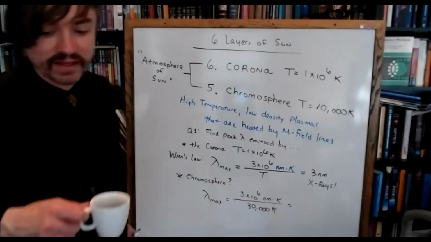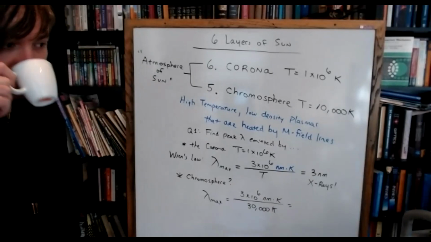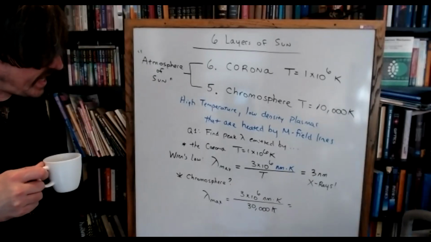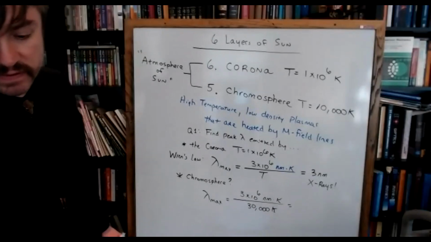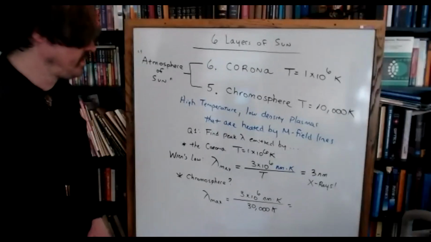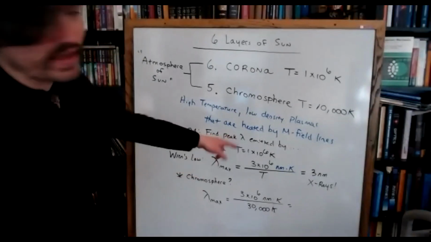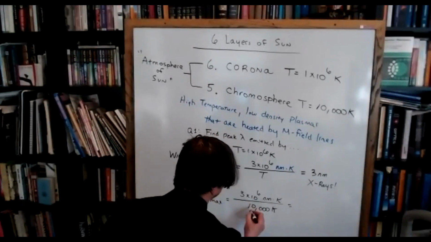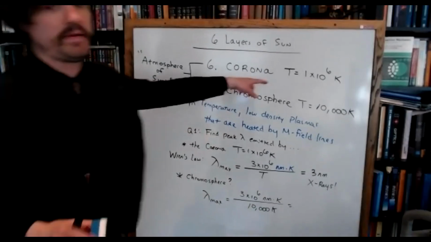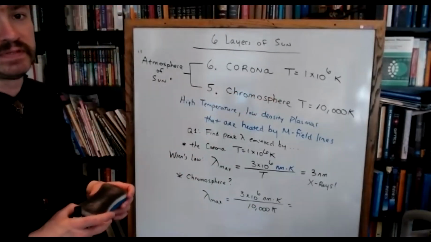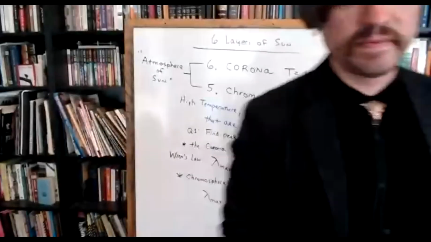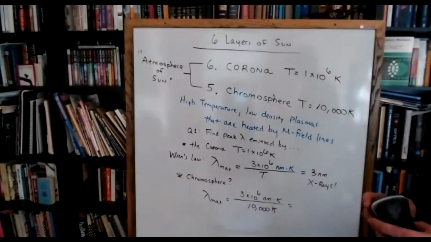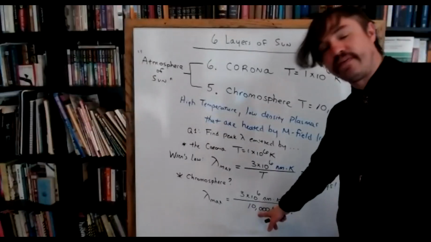You're just 10 nanometers. What's that? 10 nanometers. Not 10, right? You're close, Riker, but you're not there. Oh, by the way, I plugged in 30,000, which is a reasonable temperature of the chromosphere, but let's do 10,000 just for the hell of it. That's what I set up here. That's why I was looking at 30,000. It'd be 30 nanometers. No. 300. Look, nanometers.